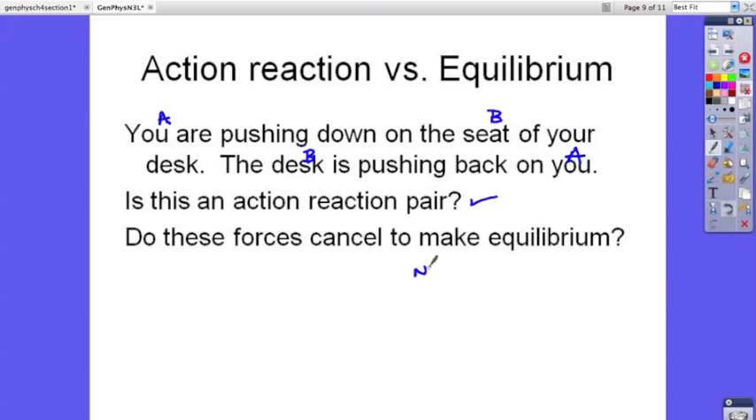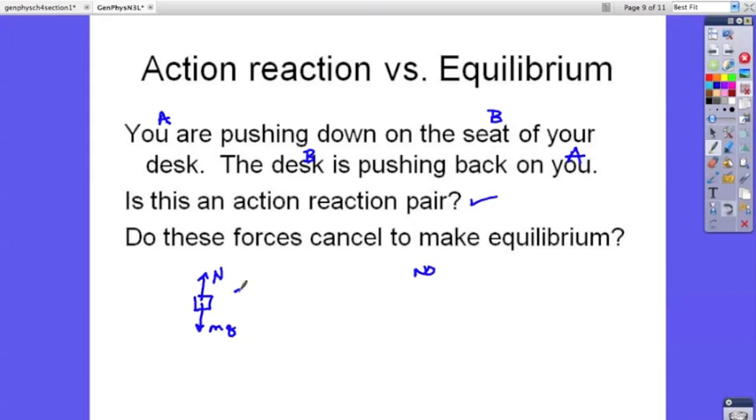Well, no. In order for forces to cancel, for the net force to be zero to make equilibrium, all of the forces have to be on a single object. So here's you. Let's look at the forces on you. Gravitational force is acting on you, and the normal force, the support force, is acting on you. Those two forces can act to give equilibrium, but those two forces are not an action-reaction pair.